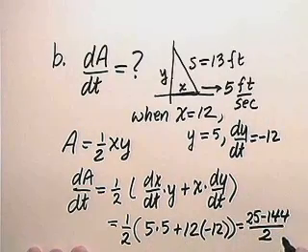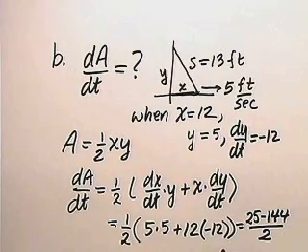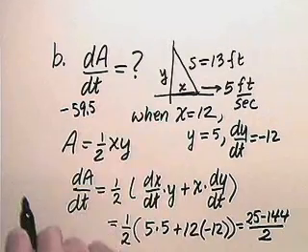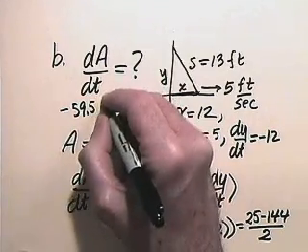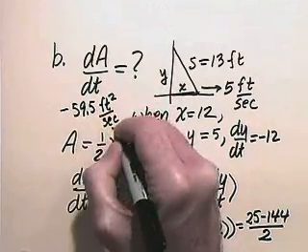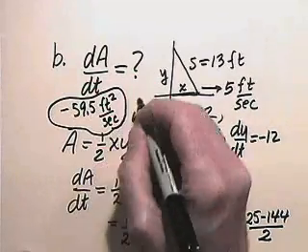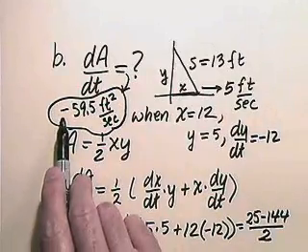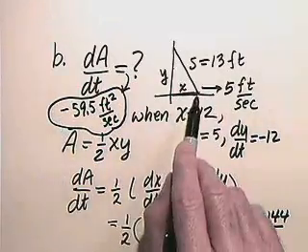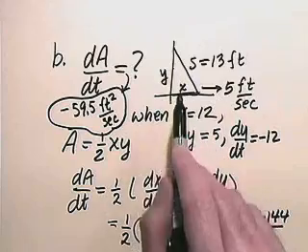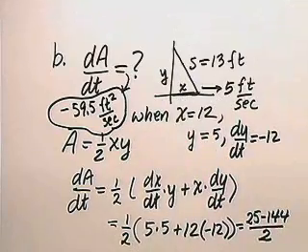divided by 2. So 25 minus 144 over 2, that would be -119 over 2, which is -59.5, and we're dealing with area here, and so that would be square feet per second. And so there's our rate of change of area here, the final answer. Notice the negative sign there means that as this ladder is moving to the right, when x is 12, the area of this triangle is actually decreasing.